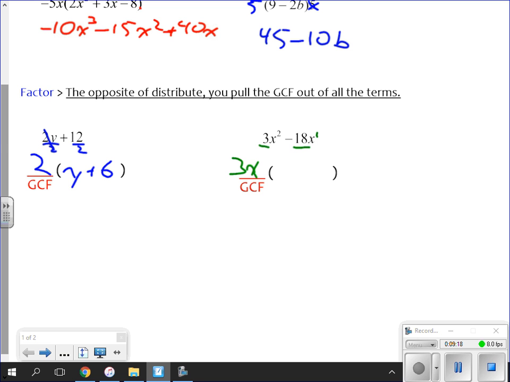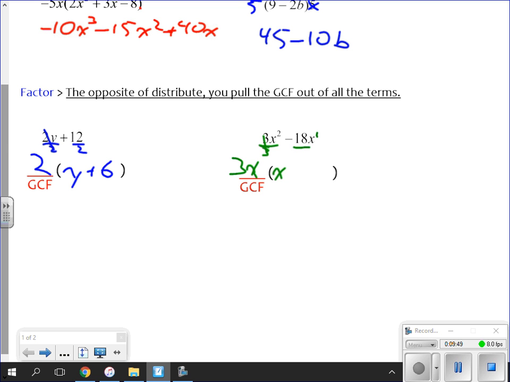I also have to have what's left behind. Now, when I pulled the 3 out of here, what was left behind on that? The x's are gone. So the 3's cancel. I don't have any numbers left with that one. But I did have x squared. How many x's did I take out? 1. I had 2 and I took out 1. So what do I have left? I have x to the first power. I had 2. I took out 1. That means I have 1 left behind.